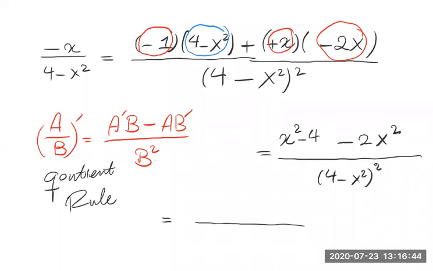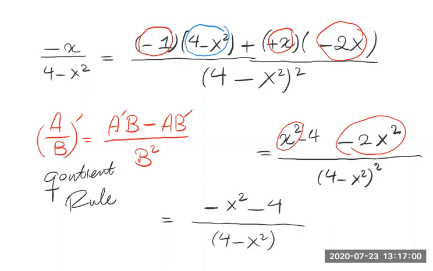Okay, we can continue simplification. We have x squared minus 2x squared, well, that would be minus x squared. And then there's minus 4 divided by 4 minus x squared squared. That would be the derivative of the second component of our function. Now, if we write them next to each other, that would be the answer.